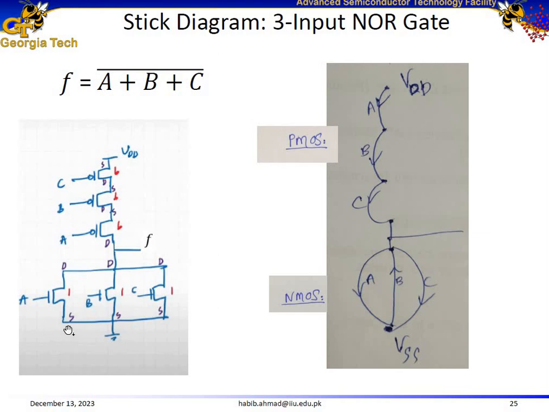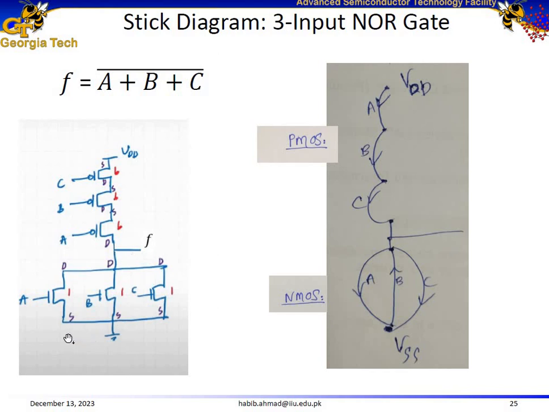And then we label the sources and drains of transistors A, B, and C in the pull down network, and also we label them in the pull up network as well. For PMOSs, the source is connected to VDD, so starting from here, this becomes the drain of C, and then source, drain in the pull-up network.